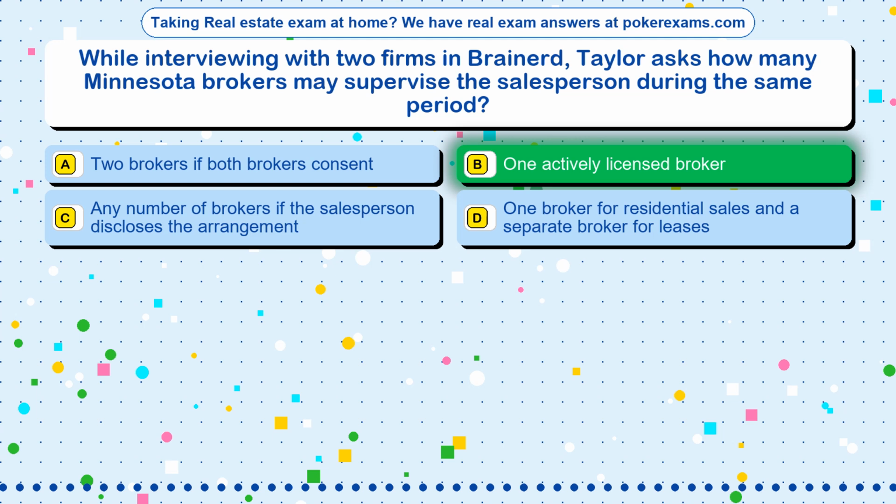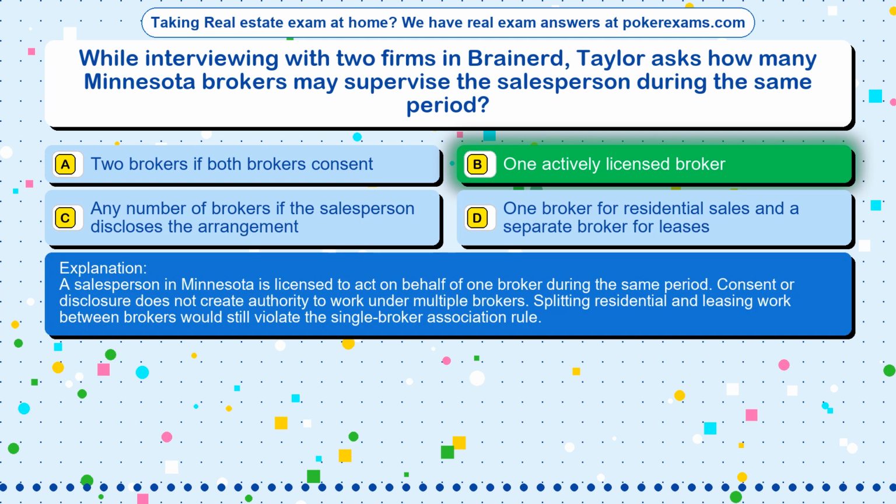The correct answer is option B, 1 actively licensed broker. A salesperson in Minnesota is licensed to act on behalf of 1 broker during the same period. Consent or disclosure does not create authority to work under multiple brokers. Splitting residential and leasing work between brokers would still violate the Single Broker Association rule.